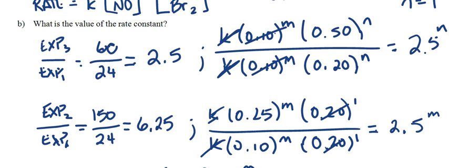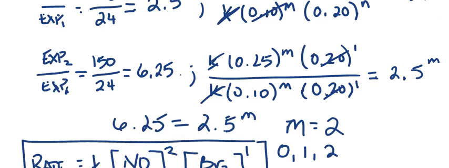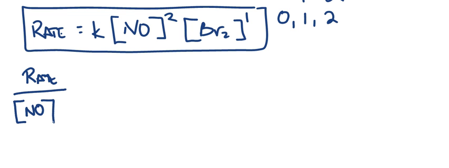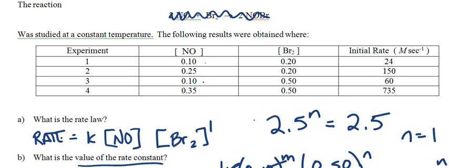Now again, the question was wanting us to determine the value of the rate constant, so we have to calculate what K is. So again, let's rearrange these variables so that we have K all by itself. We're going to have the rate over NO squared times bromine to the first power is equal to K. And again, you get to pick which experiment you want to use. It does not matter. K is going to be constant for all of these. So, which one did we use last time? Yeah. Let's go with number 3.